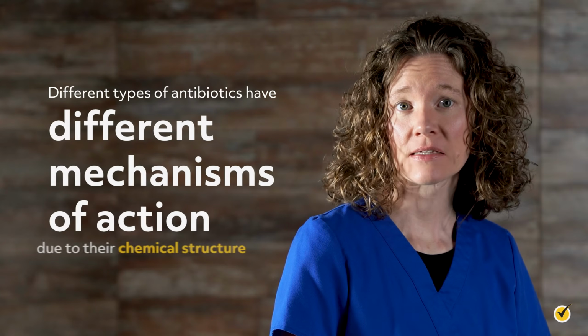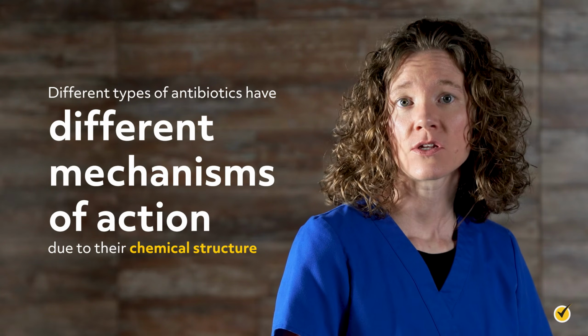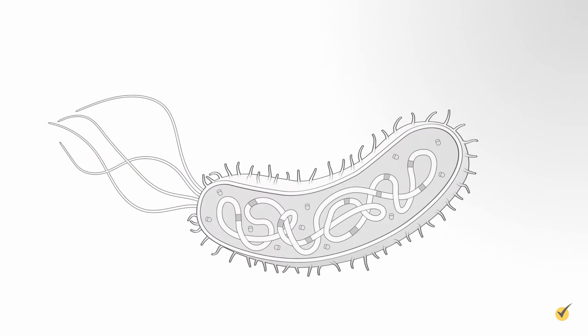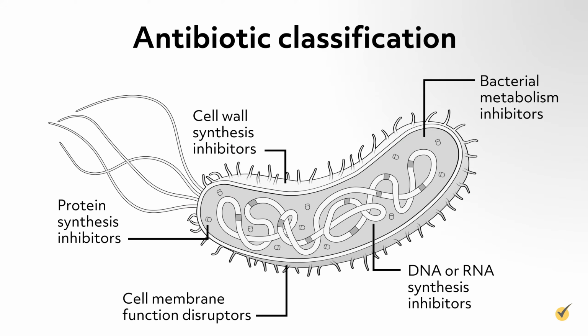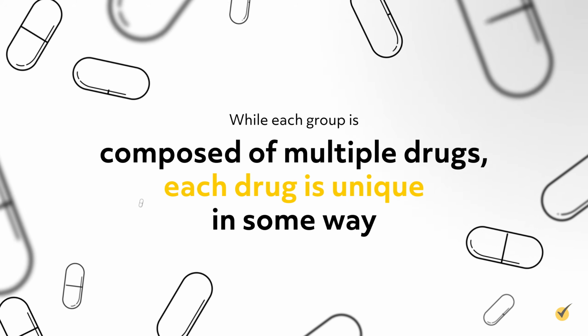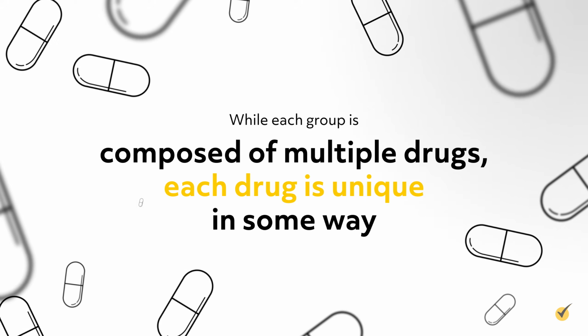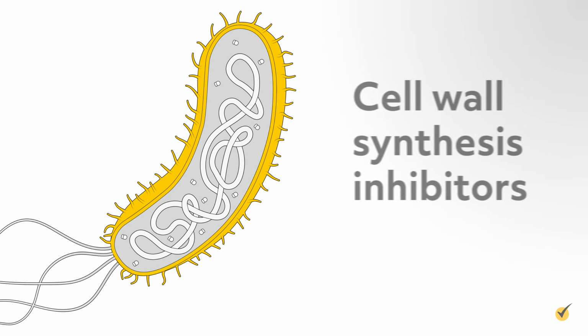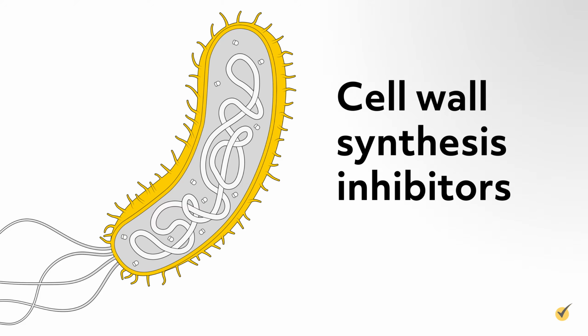Different types of antibiotics have different mechanisms of action due to their chemical structure. When antibiotics are classified by their mechanism of action, they are generally divided into several different groups. While each group is composed of multiple drugs, each drug is unique in some way. The first group is cell wall synthesis inhibitors.